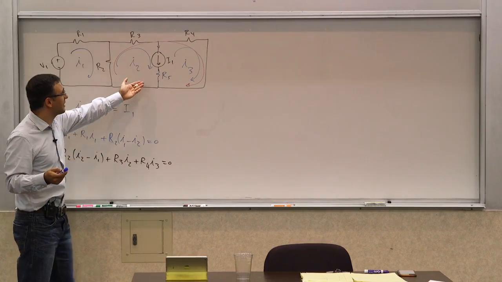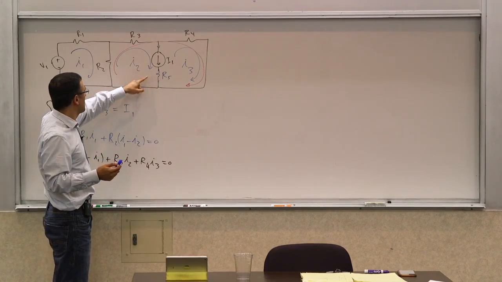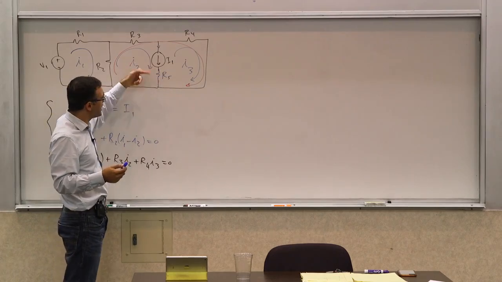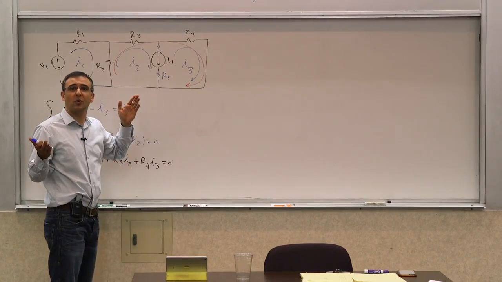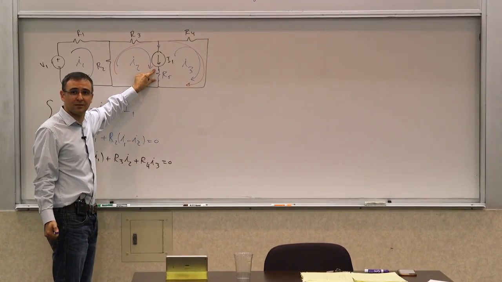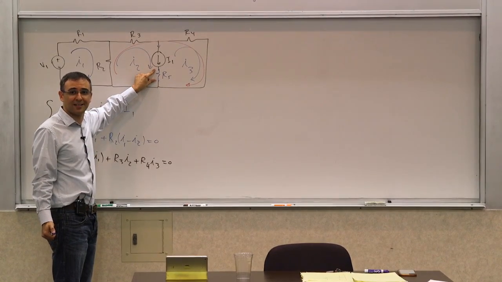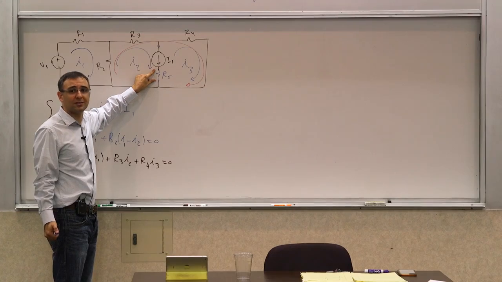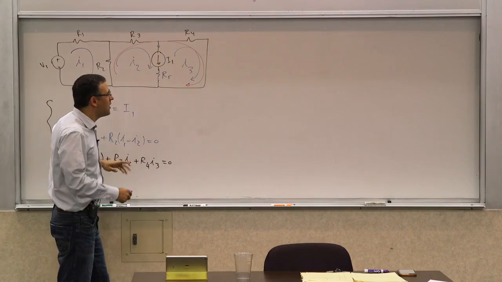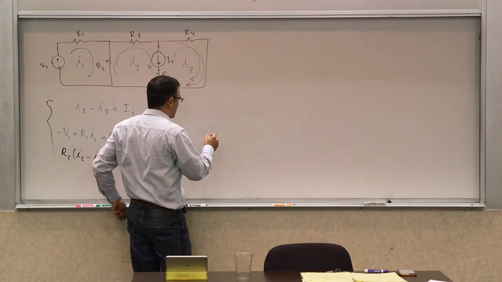There are different ways to deal with that. One is to treat it like an element. You can say, look, the current through this guy is I2 minus I3, times R5. But we also know one more thing that's even more obvious: we know exactly what this voltage drop is. It's a known quantity, I1 times R5.